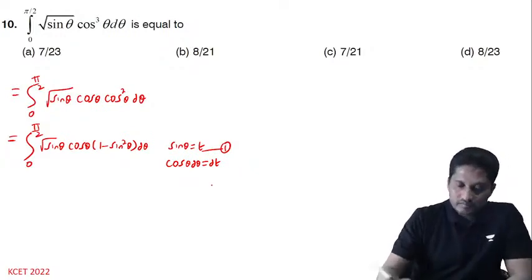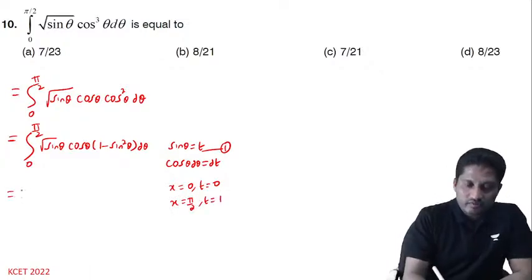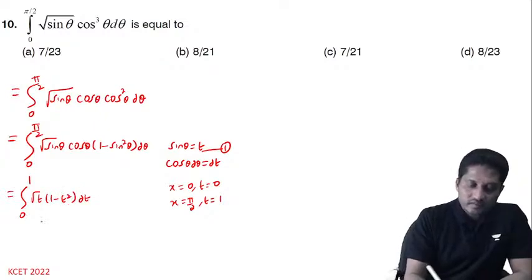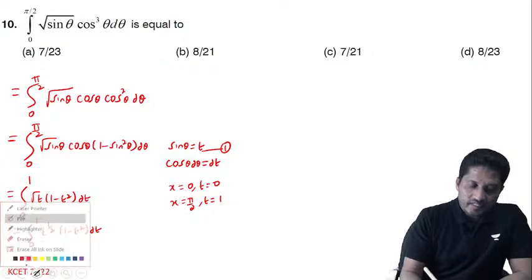Now if I substitute theta equal to 0, then t is equal to 0. When theta is equal to pi by 2, t is equal to sine 90, which is 1. So this will be from 0 to 1, and then you get root t into 1 minus t square, and cos theta d theta is dt. So from 0 to 1, this is t power half into 1 minus t square into dt. Let's multiply this.